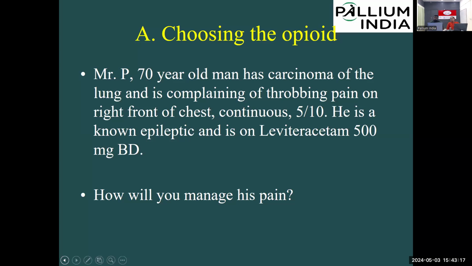Many of you have responded that step 2 opioids or weak opioids would be the choice depending upon the severity of the pain. Why I put this question is because you might have learned in your previous sessions that tramadol is a drug which can reduce the seizure threshold. Even tapentadol, the weak opioids like tramadol and tapentadol can reduce the seizure threshold, and it is not recommended for patients with history of epilepsy or on anti-epileptics.